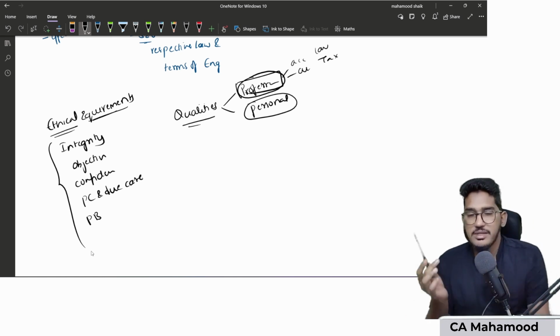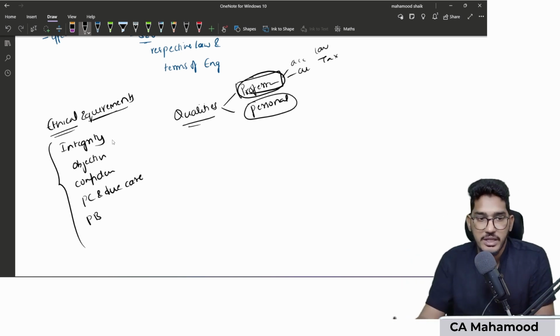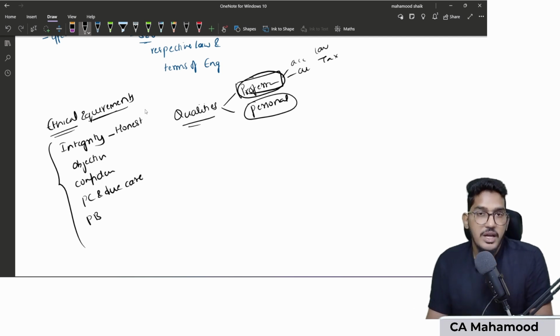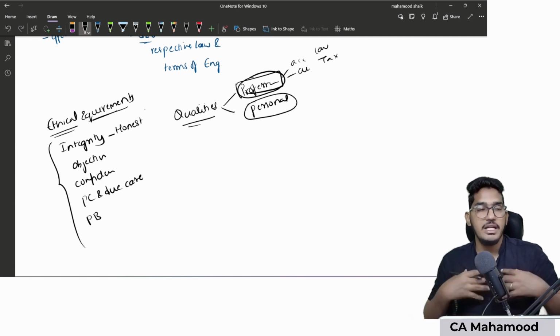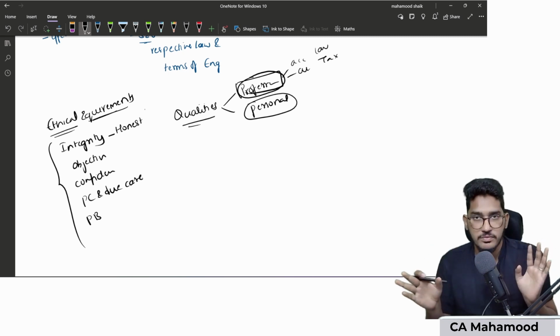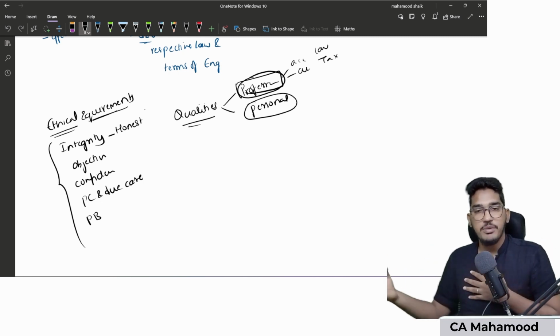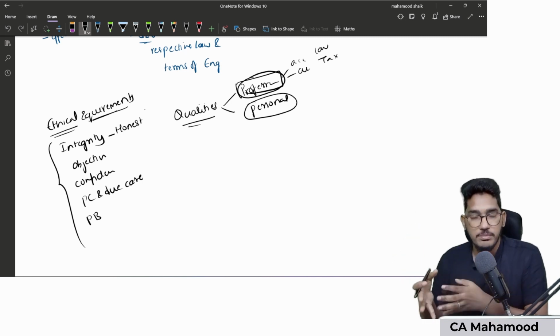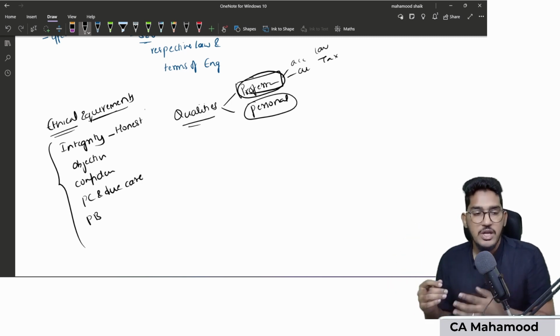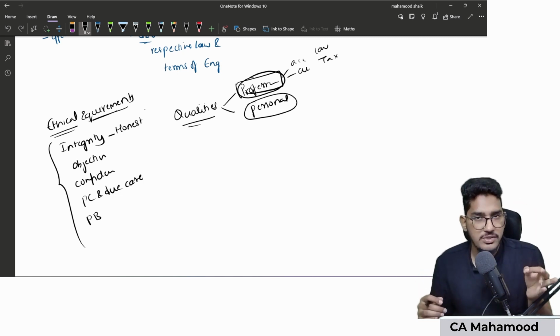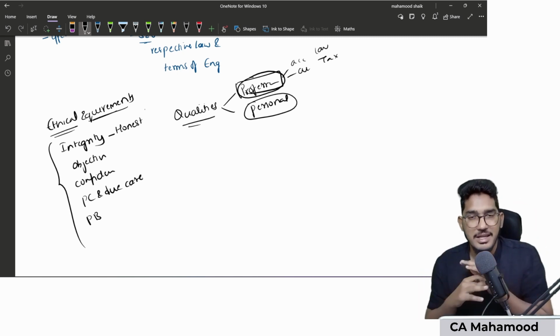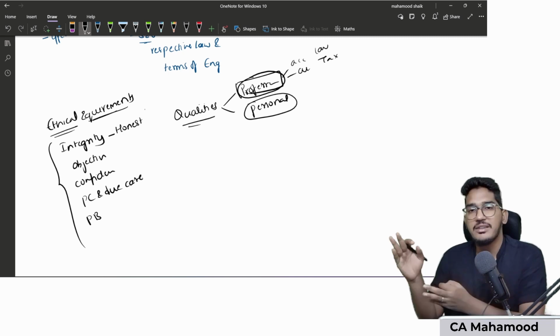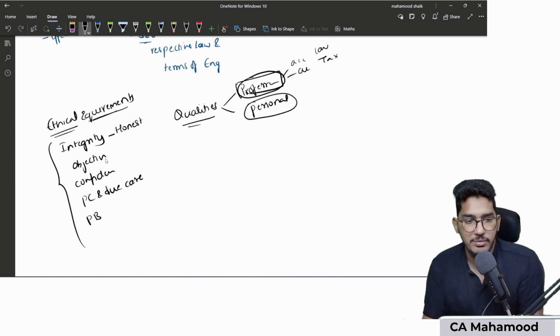So let us try to understand what each of these ethical requirements means. Number 1, integrity. Integrity means the auditor should be an honest person, a sincere person, a straightforward person. He should not associate himself with any document which he believes to be false. On one hand, you believe that the information is false. How can you sign and let others believe that information? You can't do it. So being an auditor, you should be an honest person. Don't associate yourself with any document which you believe contains false or misleading information.